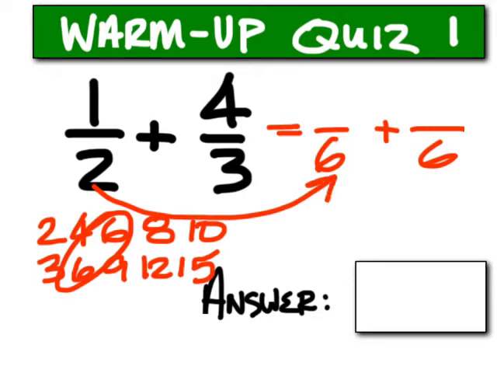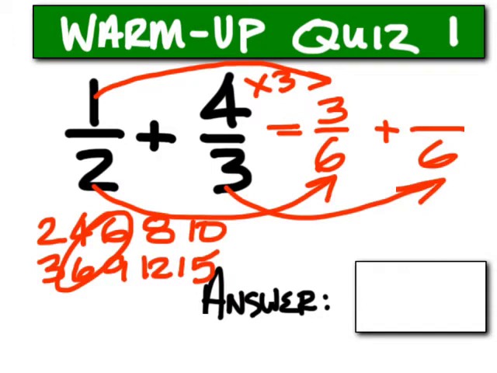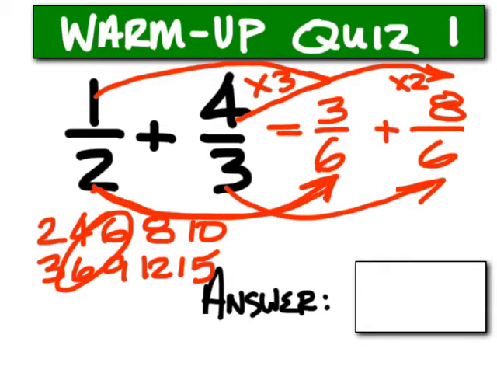2 has to be multiplied by 3 to get a 6, so multiply this 1 above it by 3 to get 3. 3 has to be multiplied by 2 to get a 6. Multiply the 4 above it by 2 to get 8. So it was 2 times 3 to get 6, and then 1 times 3 to get 3. And in this case here, 3 times 2 is going to be 6, and then above it you'll have 4 times 2 to get 8.